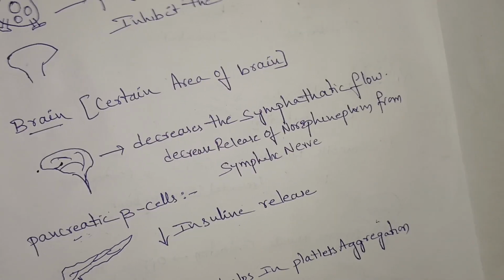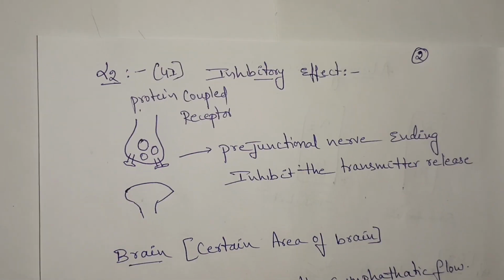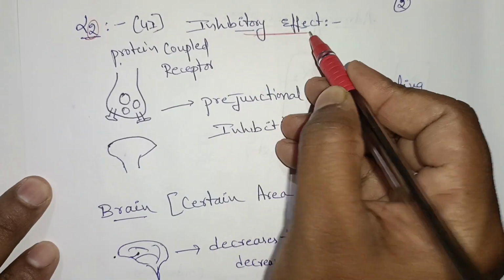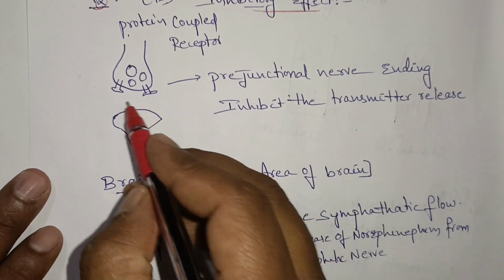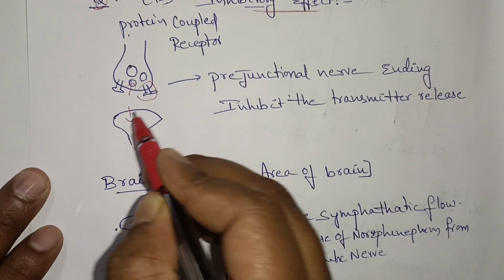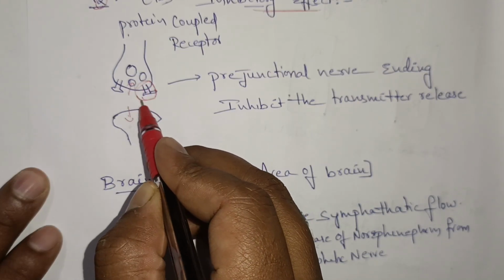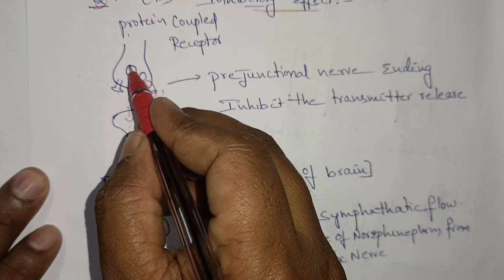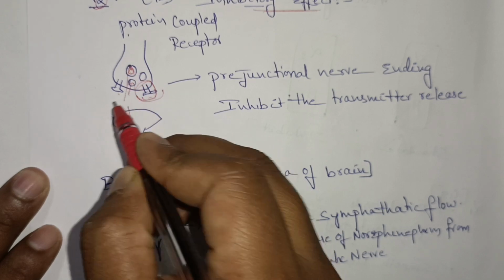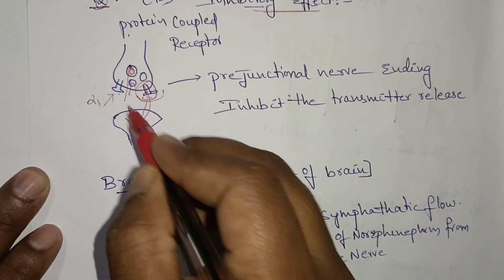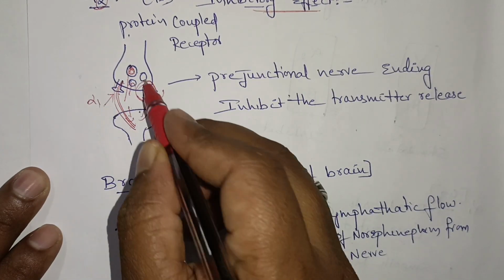Next, alpha 2 receptors. Alpha 2 is nothing but inhibitory effect. They are mainly found in the pre-junctional nerve ending. We know this is the pre-neuron, this is the post-neuron. These alpha 2 receptors are mainly present in the pre-junctional nerve ending. If more transmitter is released, these receptors are activated, responsible for inhibition of further release of neurotransmitter.